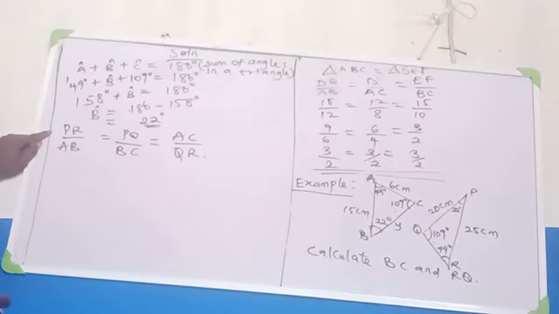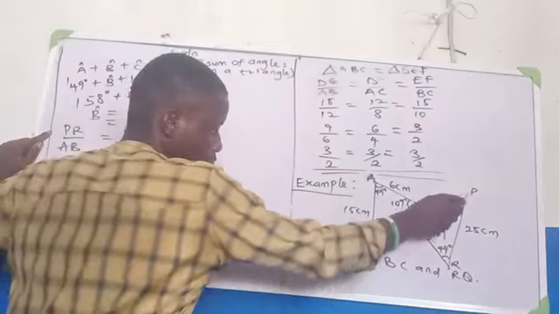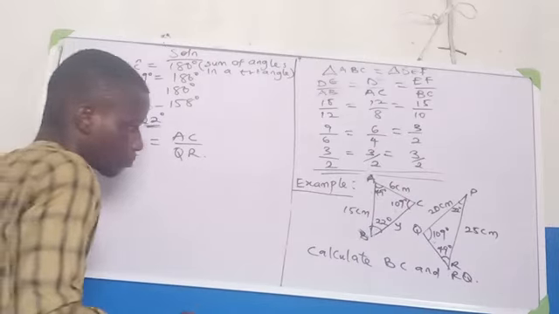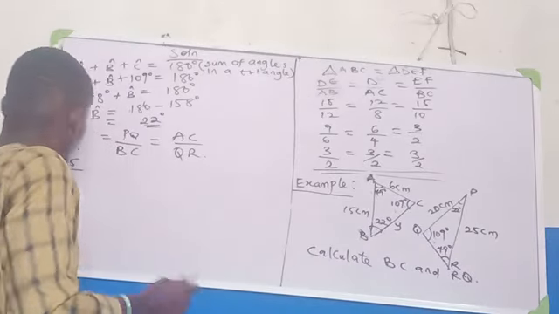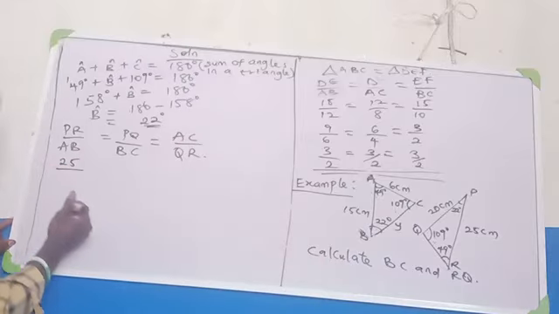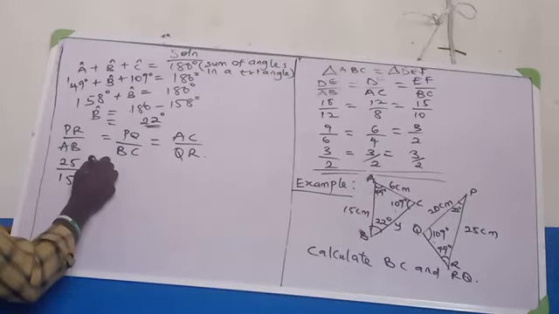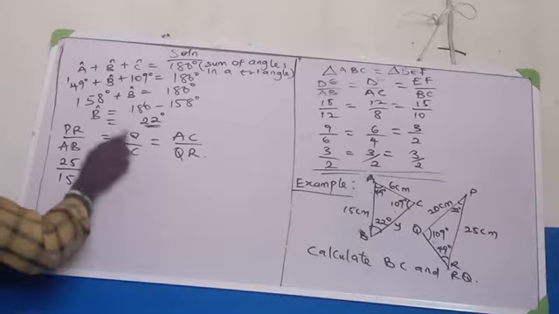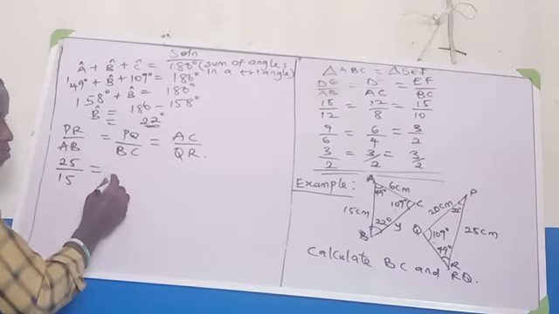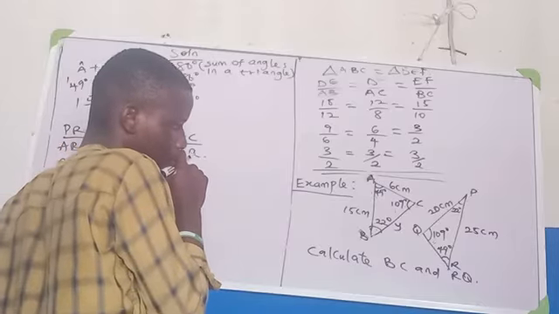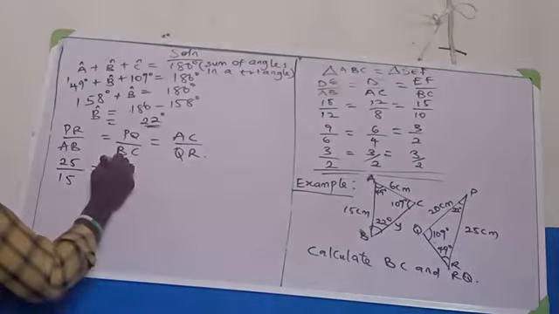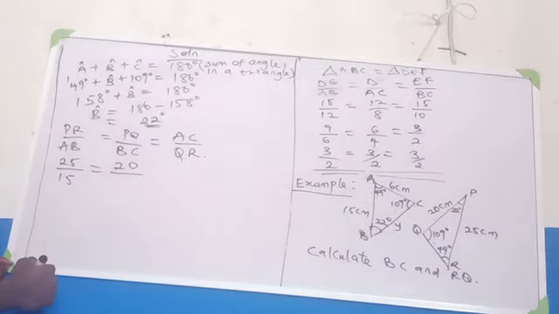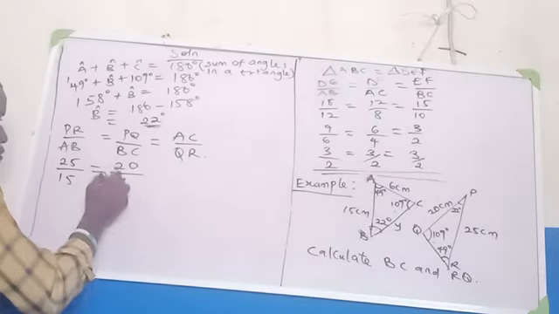Okay. So PR is what? PR is 25, all over AB, which is 15. Should be equal to... Remember, you have to find BC. So I can take these together. So we have PQ, which is 20, all over BC, which is Y. We don't know what BC is.